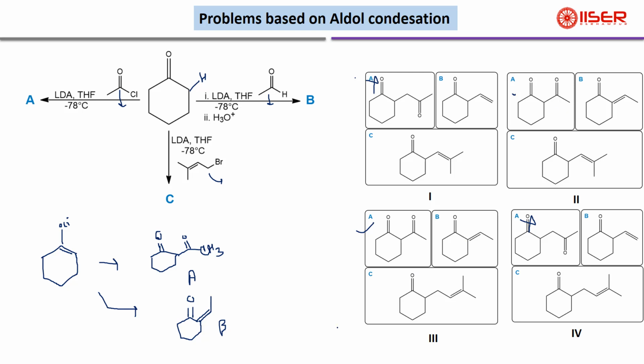So the deciding factor will be the structure of C. If this attacks this allylic bromide, it will attack this carbon and it will eliminate this bromine from the system, giving this as our product. So the correct option is option 3. It will be A, B and 3. Okay.